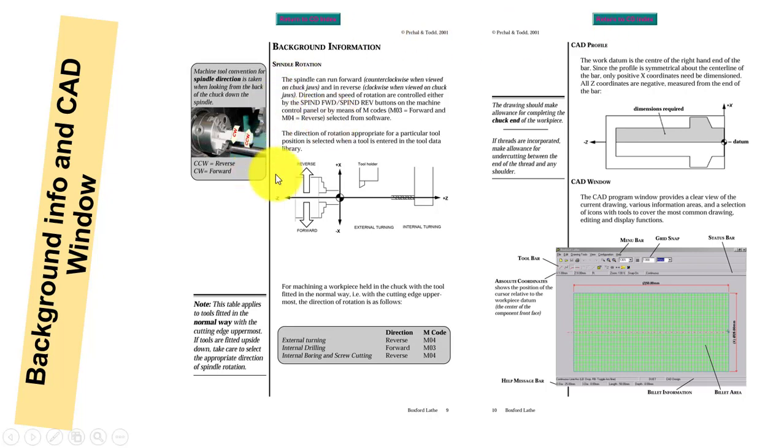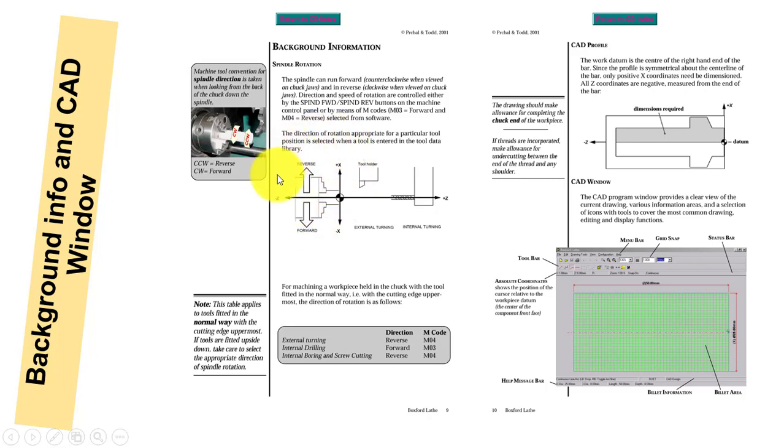So here you can see the representation of the axis. This is the chuck, this is reverse, and this is forward. Reverse being clockwise and forward being counterclockwise. This is x plus, this is z minus.